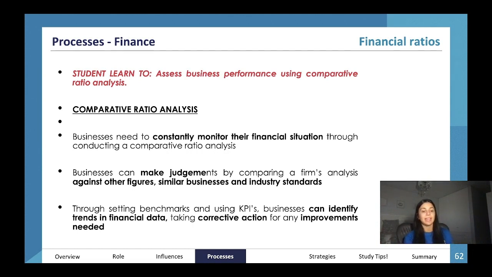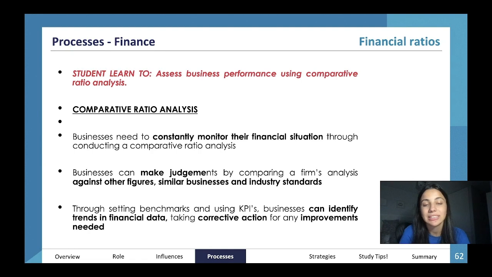And by doing that, they can identify trends in financial data, they can take corrective action, and then they can make improvements where needed. You might look at your business through one lens and think, you know what, our ratios are great, our profitability is great. But then as soon as you compare it to another business, and as soon as you see how other businesses in the industry are performing, you're like, you know what, we actually have to do so much better. Why are they doing so much better than us? What are they doing that we're not? Where can we improve? How can we correct this? And through that they can achieve their financial objectives more.